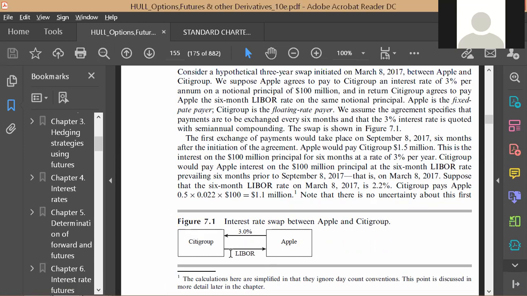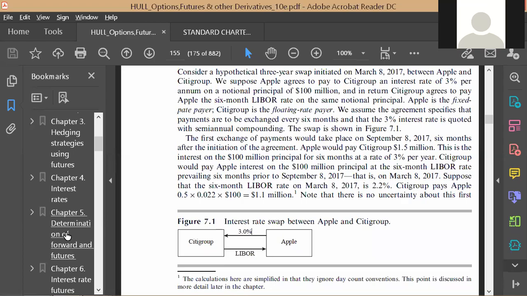Now let's look at the contractual obligations. So what will happen is payments are to be exchanged every 6 months in this transaction, okay? This is where we're looking at the nature of the contractual obligations. So this means that every 6 months, we'll have an exchange of payments. So we will look at what the 6 month LIBOR fixing was 6 months ago, because this LIBOR applies when it has to be paid at the end of 6 months.